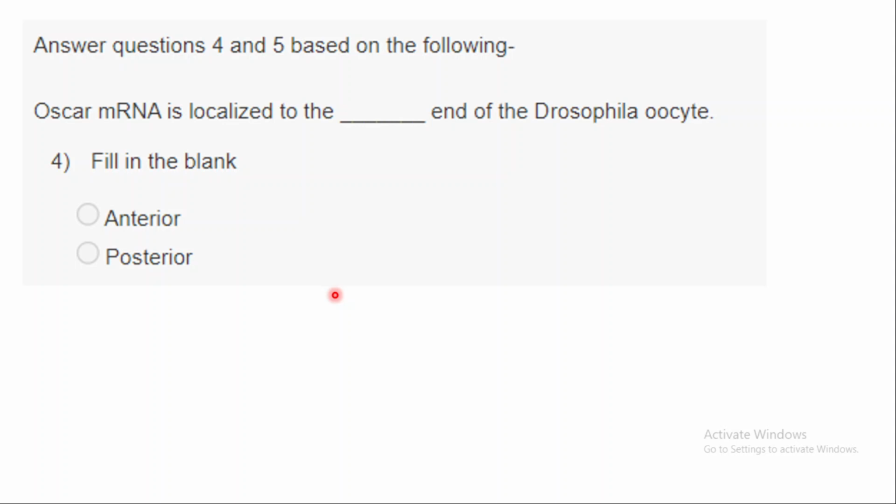Students, please answer. What do you think? Which side of the Drosophila oocyte is Oscar mRNA localized? I would expect some answers at least. It's a two option question. It can either be anterior or posterior. You have to recall the anterior posterior polarity and axis patterning in Drosophila. Where do you think is Oscar mRNA localization?